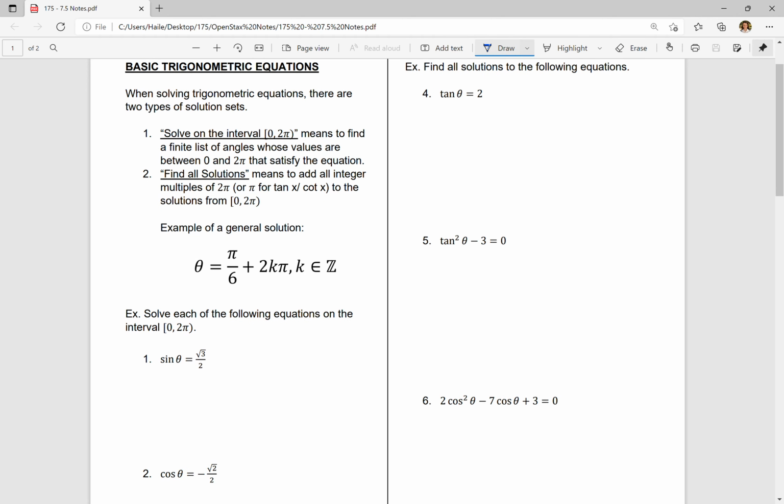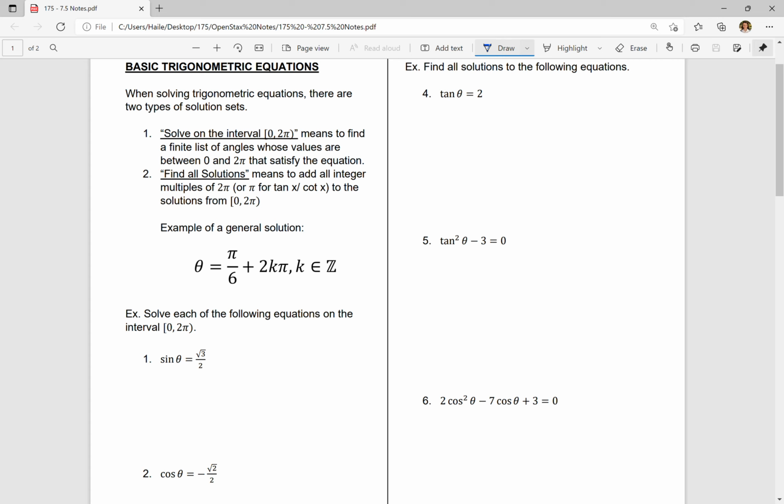When you solve trigonometric equations, there are two types of solution sets. So your directions will either say solve on the interval 0 to 2 pi, or it'll say find all solutions. If the directions say solve on the interval 0 to 2 pi, it means that you're only looking at those angles in the first rotation of the unit circle. So you don't want anything negative, and you also don't want anything bigger than 2 pi.